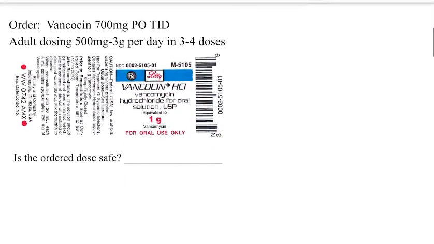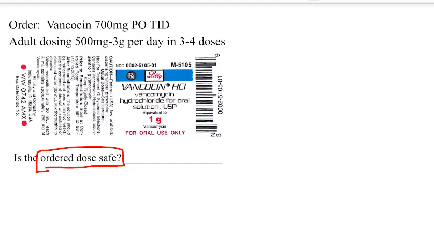Okay, here's our first question. Is the ordered dose safe? What do I need to do? I need to look at my doctor's order and find out how much medication the patient is getting. And then I need to know the safe range, the high and the low ends, and make sure that how much medication my patient is getting is falling within that safe range.